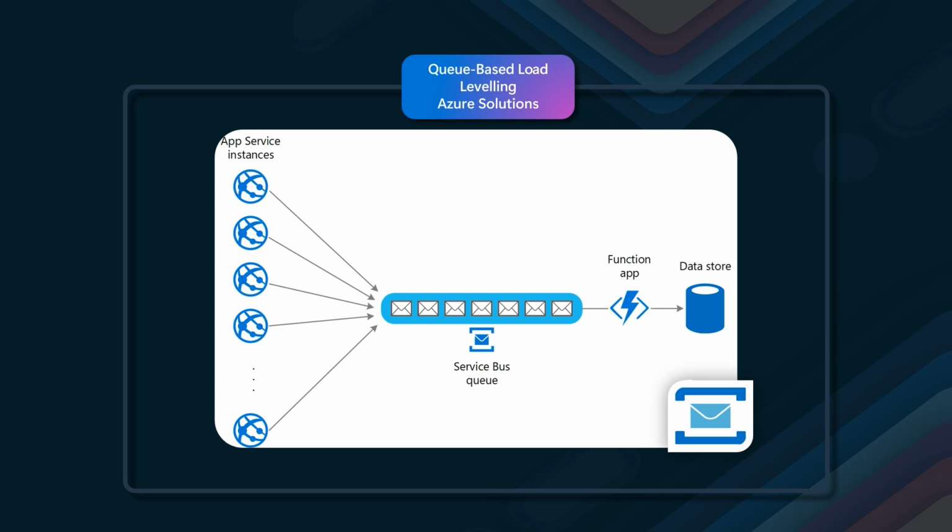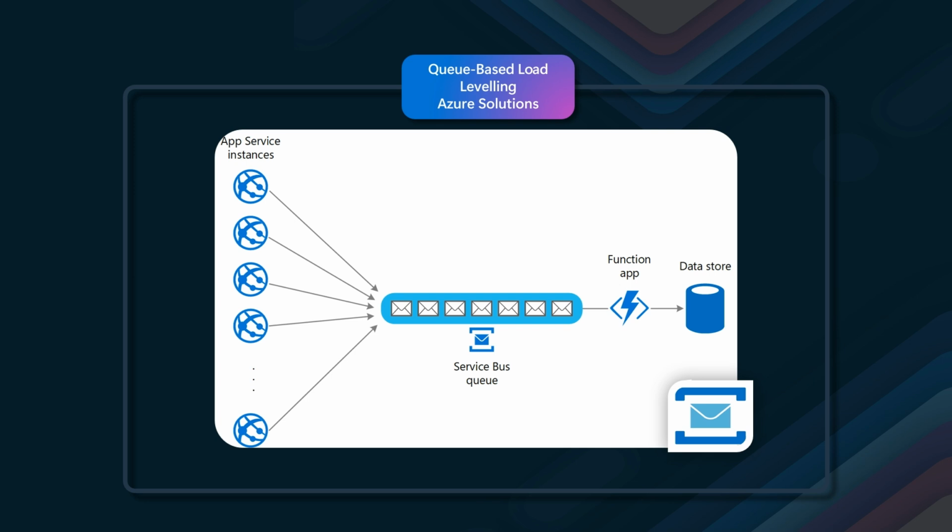So the queue-based load leveling pattern plays a crucial role in managing varying loads efficiently, ensuring that spikes in demand do not overwhelm the system and maintain consistent performance. So let's explore the workflow and benefits a bit more. Within this diagram, we can see we have multiple app service instances. These instances represent various components of an application that generate tasks or messages to be processed.